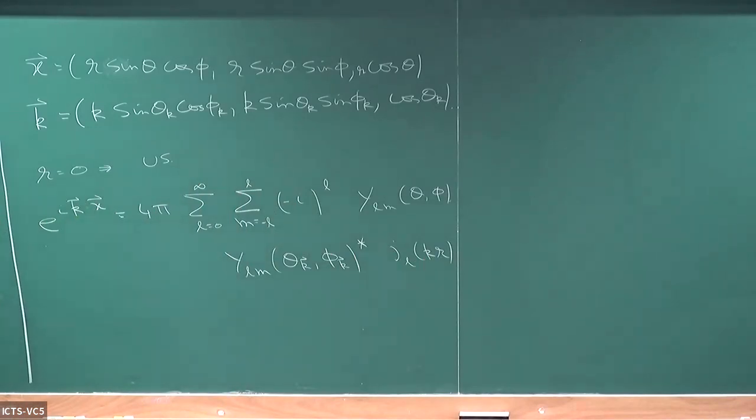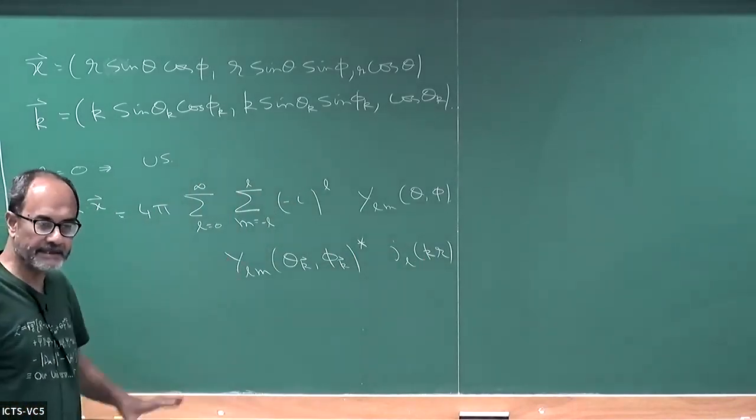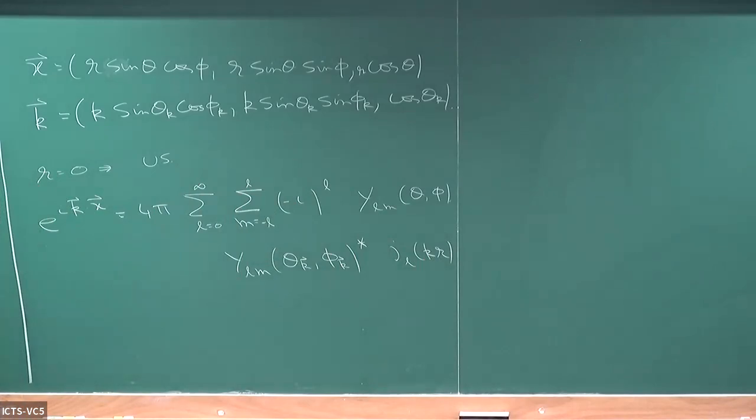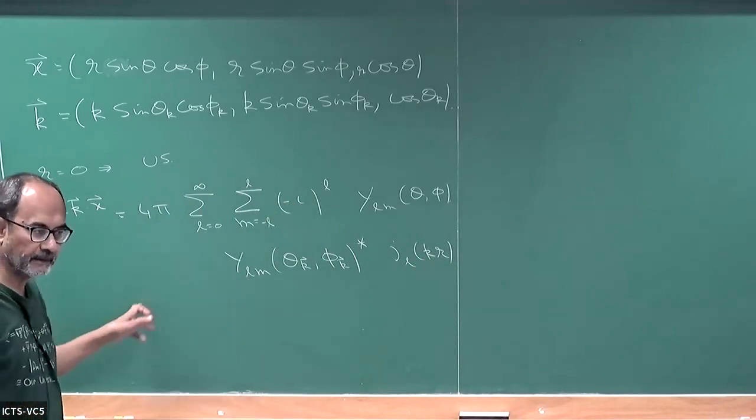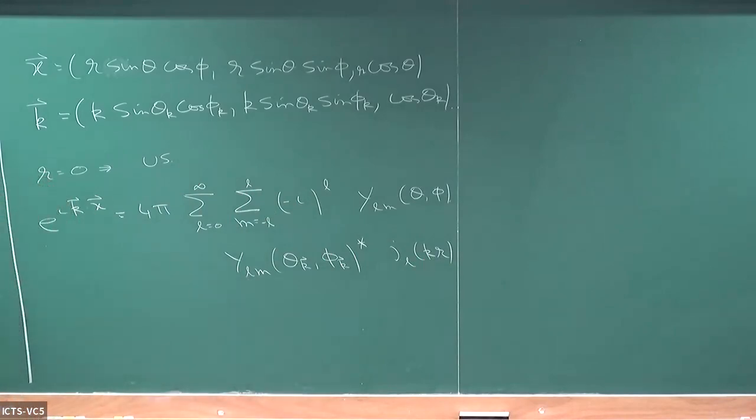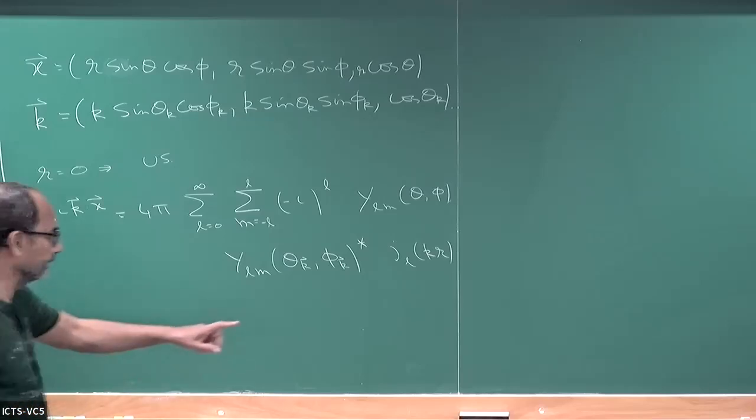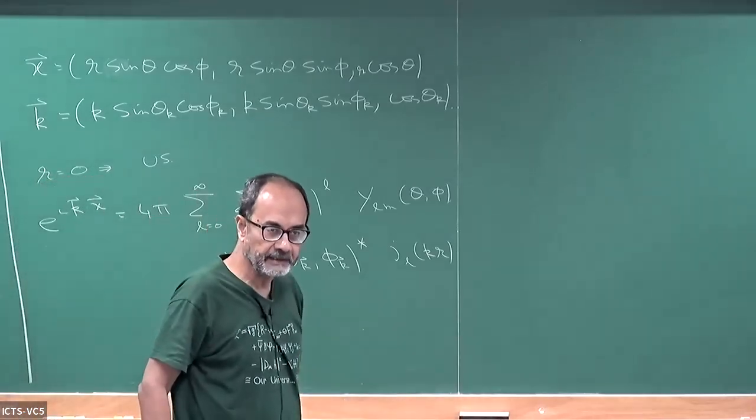So this is just a mathematical identity. You might have seen this while you studied scattering theory in quantum mechanics. When you have a plane wave, you want to decompose it into spherical waves, and this is the formula that one uses while doing that. j_l is the spherical Bessel function with argument kr.